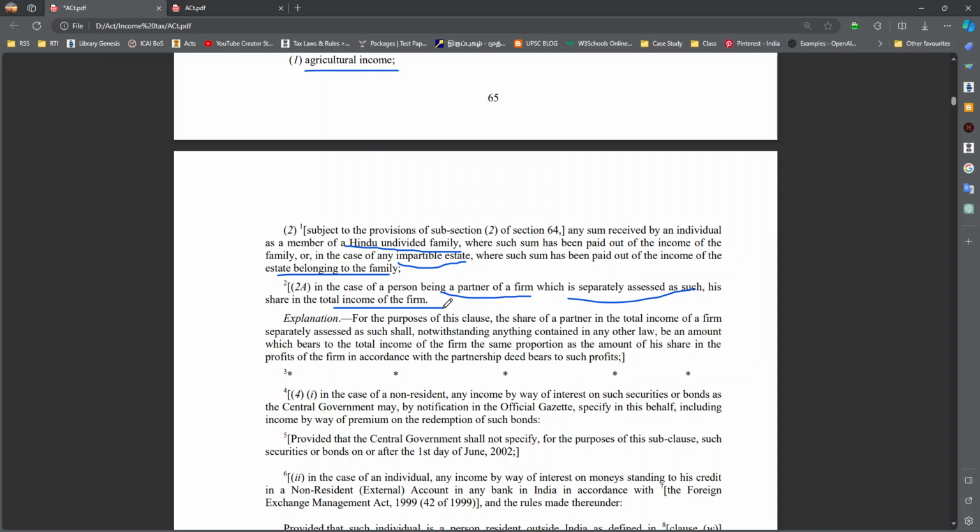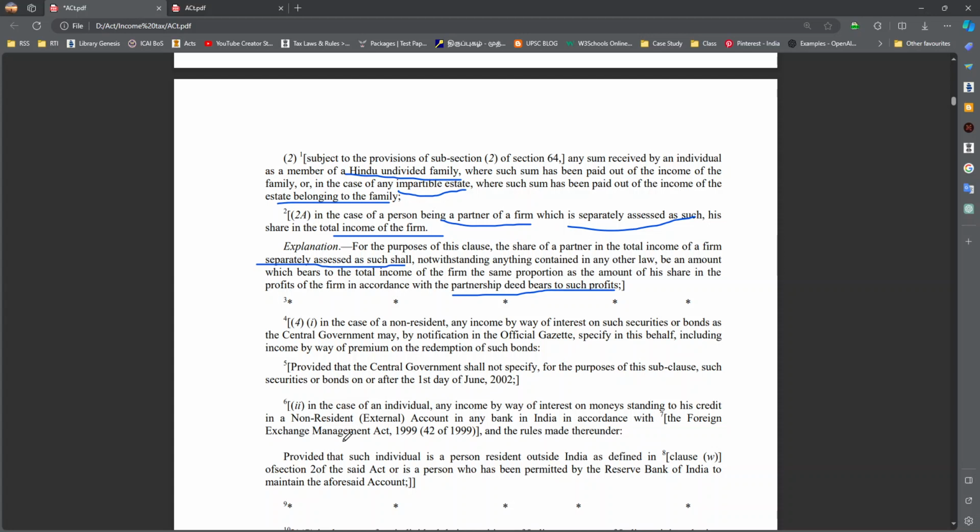For the purpose of this clause, the share of a partner in the total income of a firm separately assessed, that is, the income tax is properly paid, notwithstanding anything contained in any other law, is the amount which bears to the total income of the firm the same proportion as the amount of his share in the profit of the firm, in accordance with the partnership deed, bears to such profits. It's a most important thing.